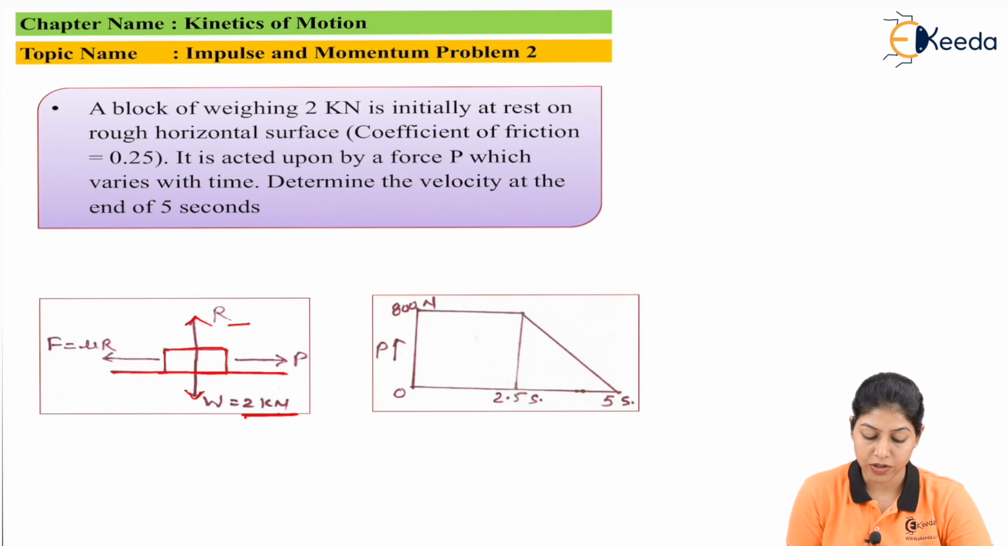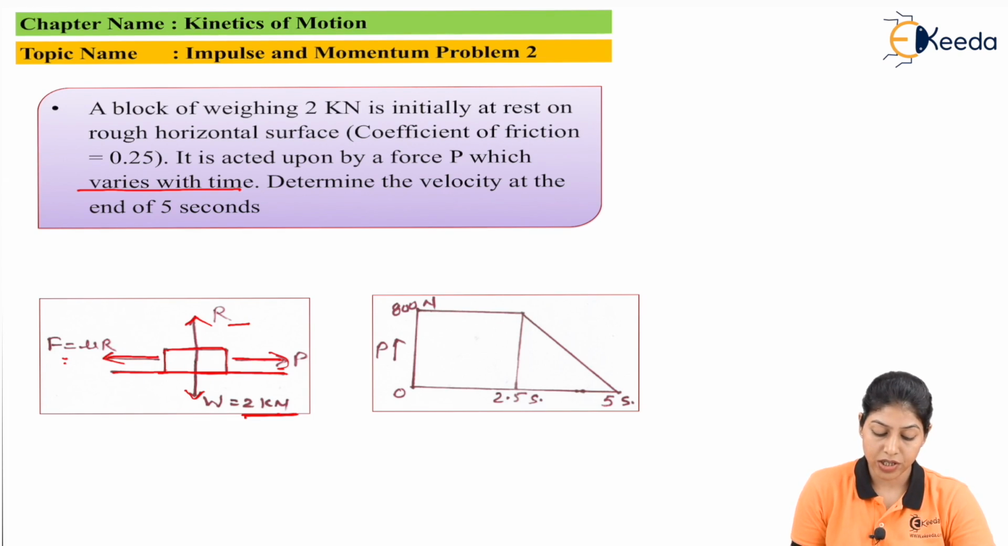The block is initially at rest on the rough horizontal surface. This is our rough horizontal surface, and there is a force acting on this block, and this force is variable. This force varies with time. Let us consider the force is P, acting in this direction. Opposite to this force P, there will be a friction force F acting opposite to the direction of force. So F we are considering in this direction.